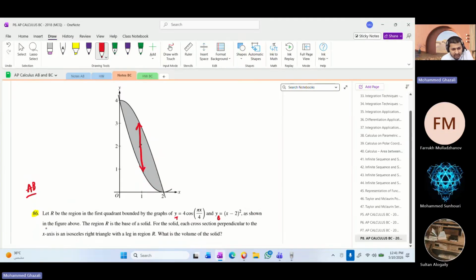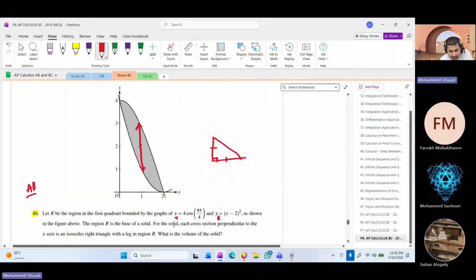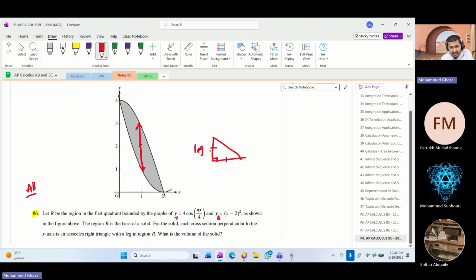Now, as shown in the figure, the region R is the base of the solid. Each cross-section perpendicular to the x-axis is an isosceles triangle with a leg in region R. So this is a leg, the vertical leg. And obviously you have two legs in the isosceles triangle. The two legs are equal.